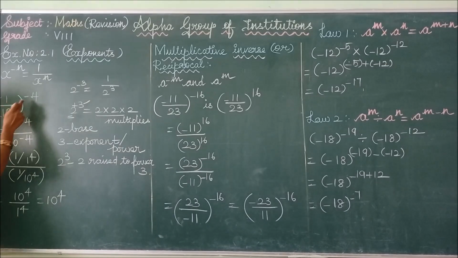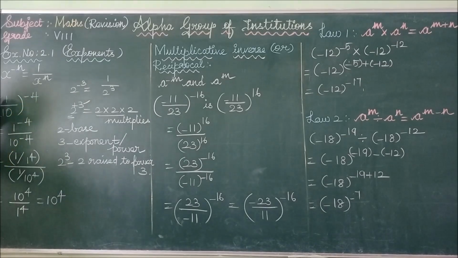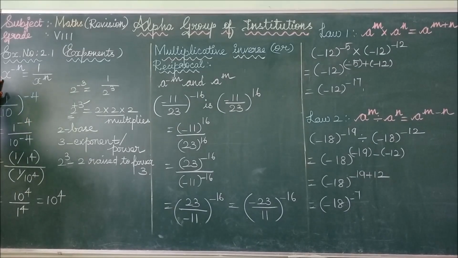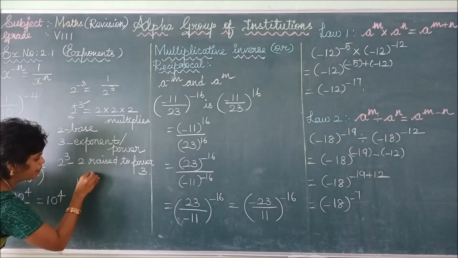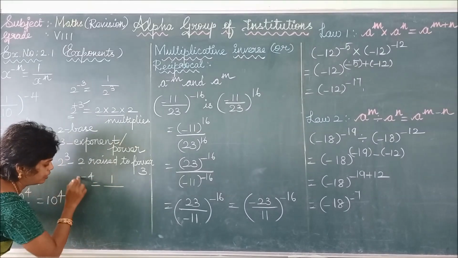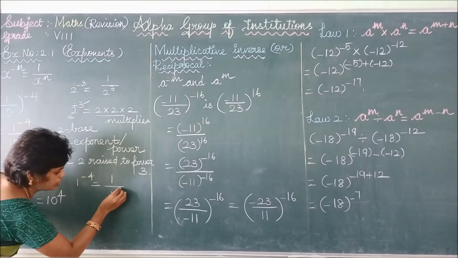So listen to another problem. 1 divided by 10 whole to the power minus 4. Use this formula. First apply the powers inside: 1 power minus 4 and 10 power minus 4. Listen carefully, this negative 4 can be applied inside. Use this identity: 1 power minus 4 can be rewritten as 1 divided by, here the value of x is 1, n is 4.